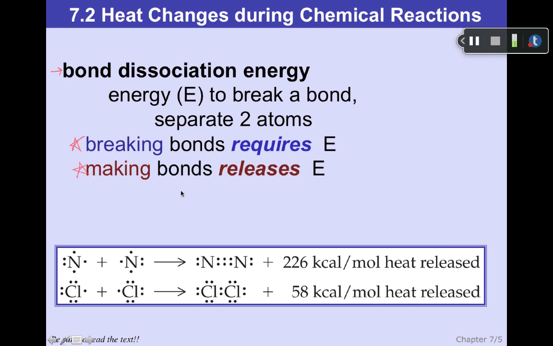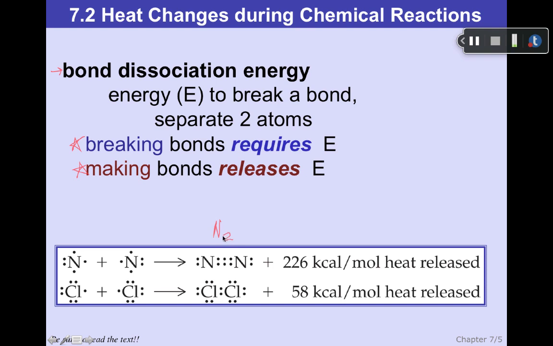So some simple examples are shown here on this slide. If you take two separate nitrogen atoms and combine them to make the N2 molecule, it releases energy. Releasing energy goes along with the stability of sharing electrons between two atoms. In this case, it happens to be a value of 226 kilocalories per mole of nitrogen molecules formed.